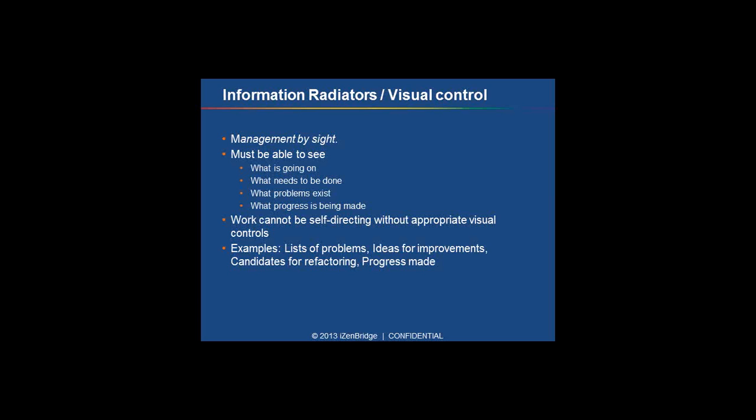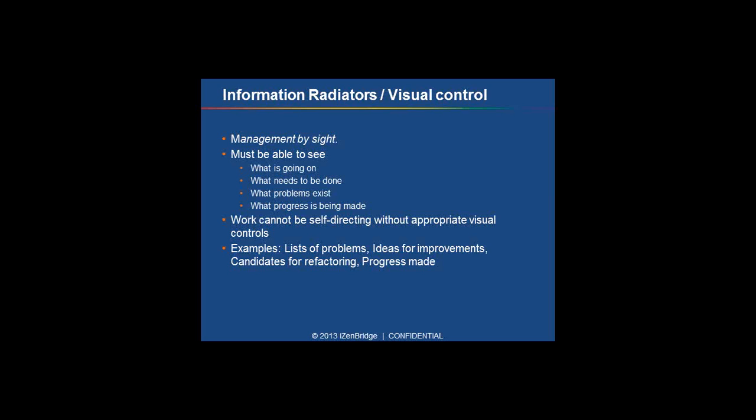Information radiators or visual controls follow the philosophy of management by sight. So you look at the work environment and you know where the blockages are. This work environment should be able to communicate what's going on. Like if you have a Kanban board, the board which I was depicting on a slide where we were picking some items and moving them from one stage to another, that board could be made visible to the complete team and to all stakeholders.